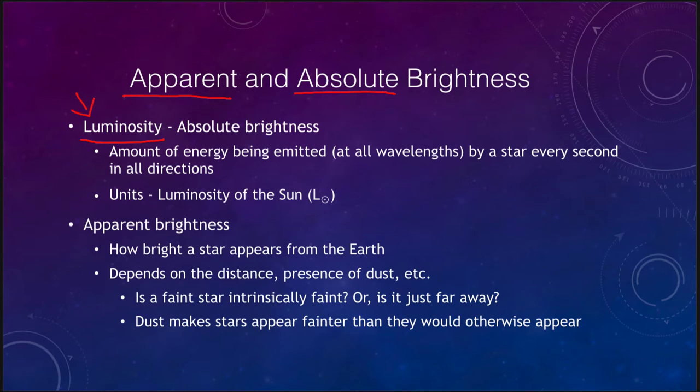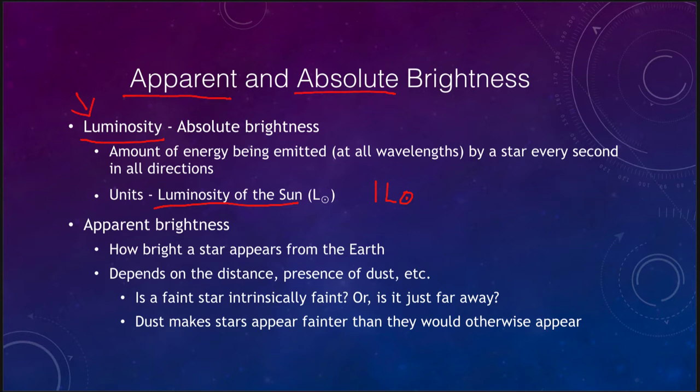Now, what kind of measurement units do we use for this? Well, we can give it specific units, and astronomers sometimes do, but for most cases, it's much better to refer it to the luminosity of the sun. So what we say is that the sun has a luminosity of one solar luminosity, and for the sun, we use a circle with a dot at the center. So that is the luminosity of the sun.